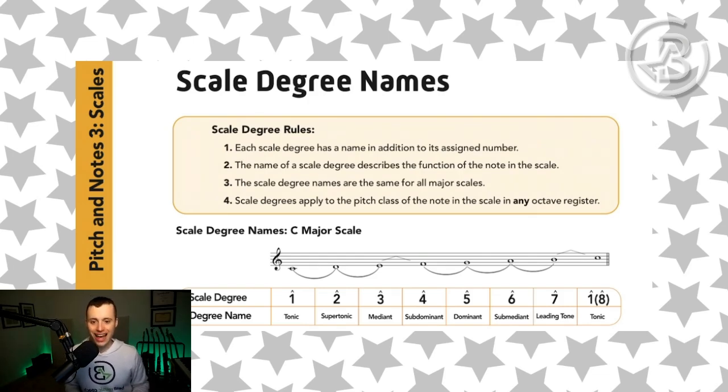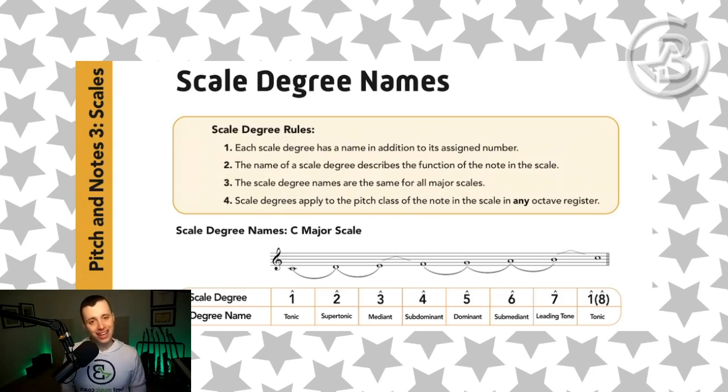Each scale degree has a name in addition to its assigned number. The name of the scale degree describes the function of the note in the scale, and we will unpack that at another time. The scale degree names are the same for all major scales. So scale degree 1 for a C major scale is C. Scale degree 1 for a G major scale is G. We're not calling it 1C or 1G. We just call it scale degree 1.